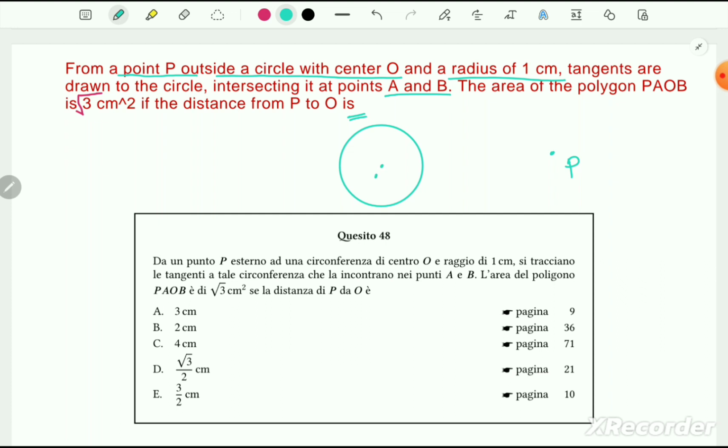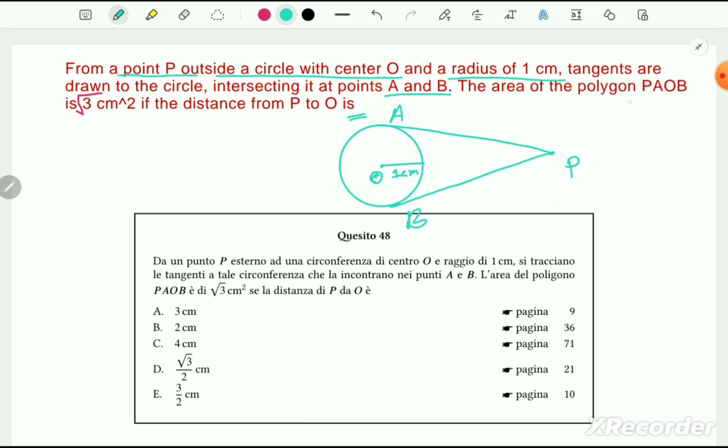The circle has a center O, a radius of 1 centimeter. Tangents are drawn. From P, we can draw tangents this way. So there are two tangents, right? Always two tangents to the circle, intersecting at points A and B.